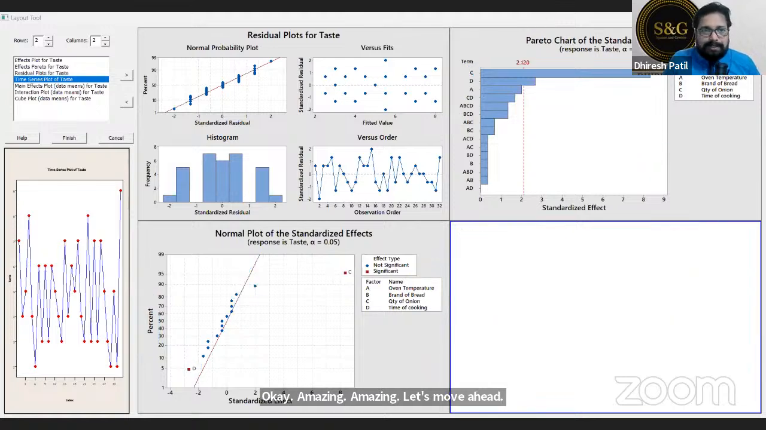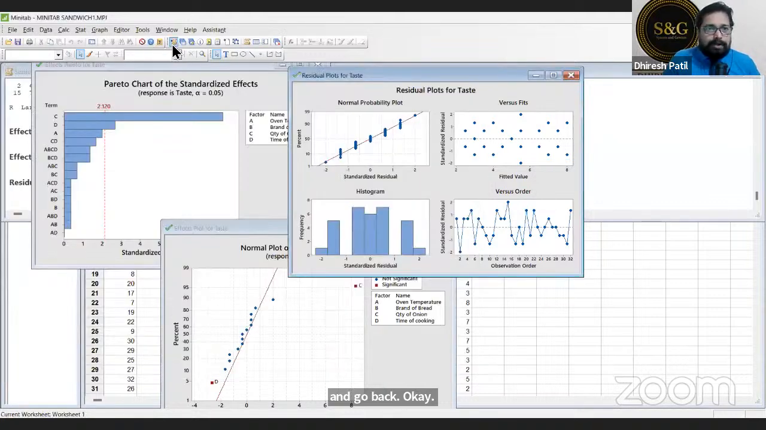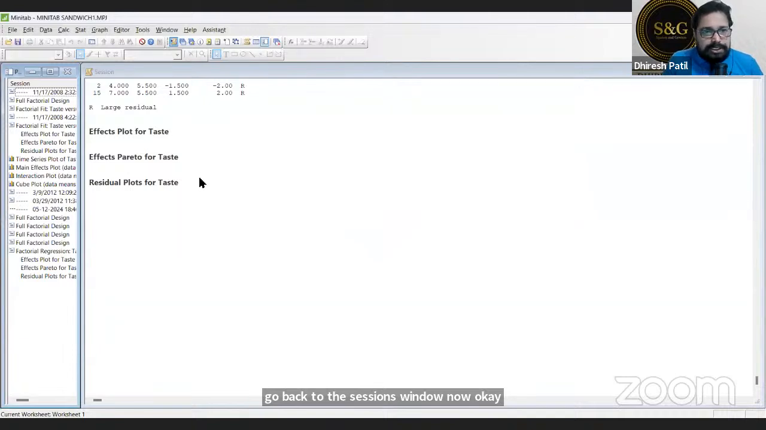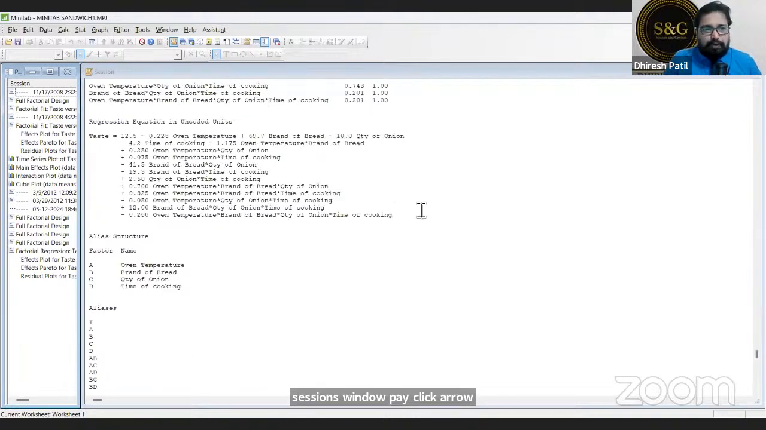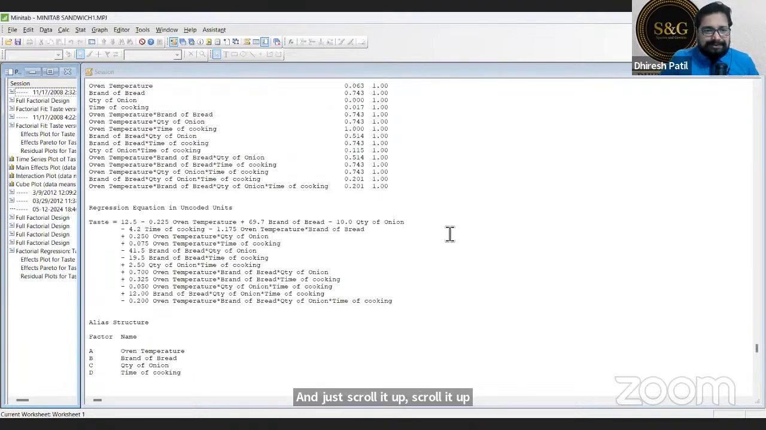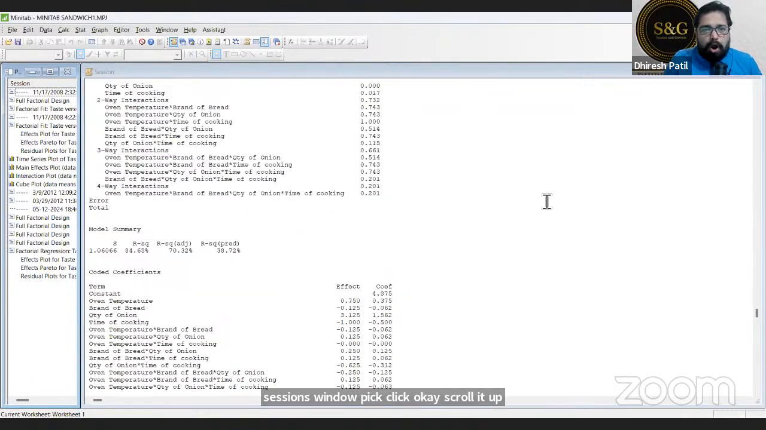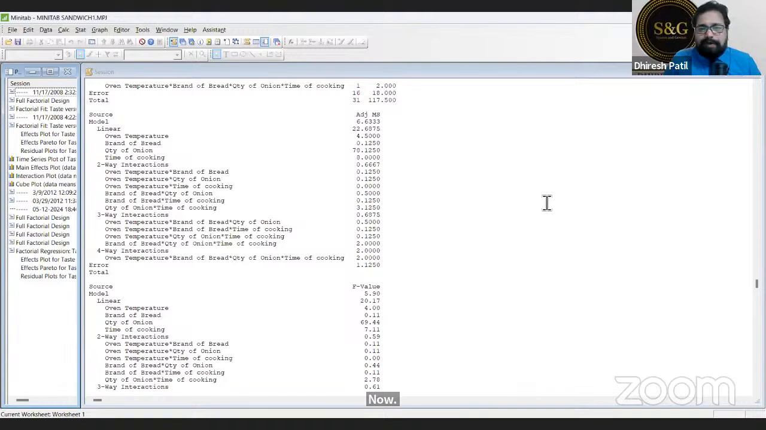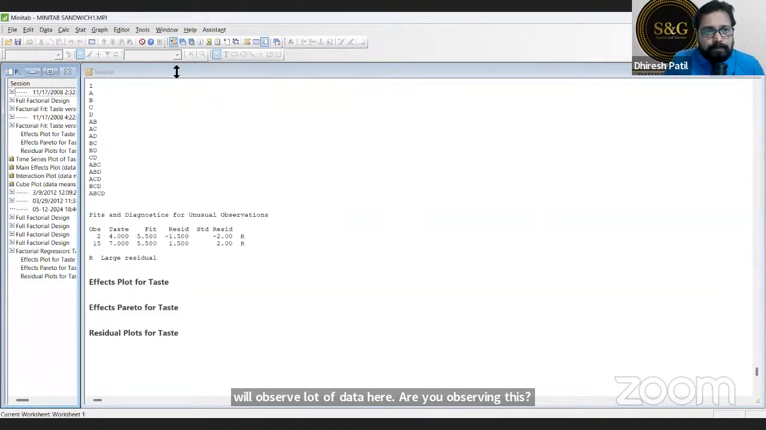Okay, let's reduce this a little. Go back to the sessions window now. Or let's just close this. Okay, go back to the sessions window. Click on the sessions window and just scroll it up. Now you will observe a lot of data here. Are you observing this? How do we come to the sessions folder? How do we come to here?